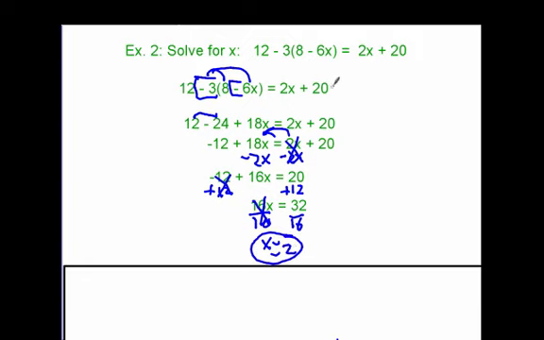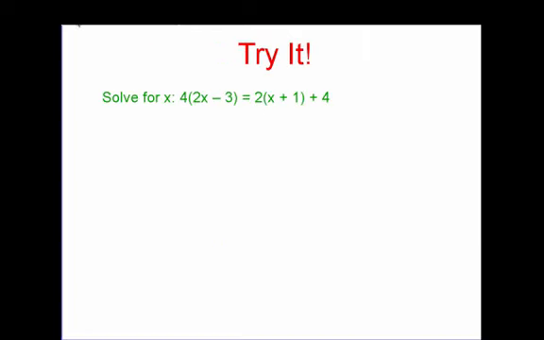All right, so once again, we did the distributive property, combined like terms, moved all our variables to one side, undid addition or subtraction, and then undid multiplication or division. So I'm going to leave you with a try-it problem for you to do. It says solve for x, and you're given the equation 4 times 2x minus 3 equals 2 times x plus 1 plus 4.